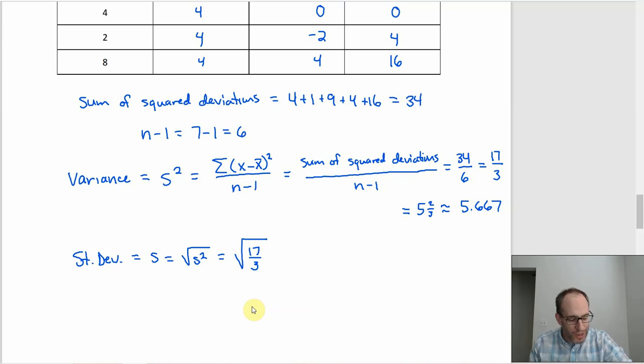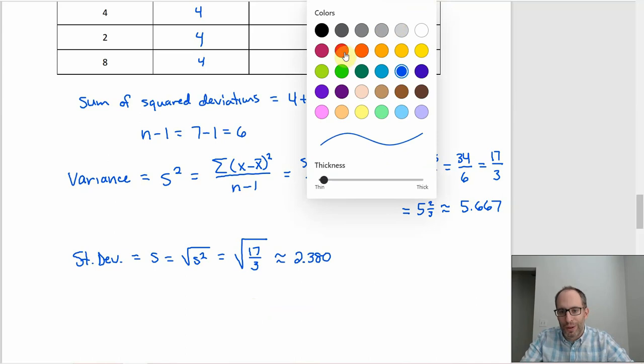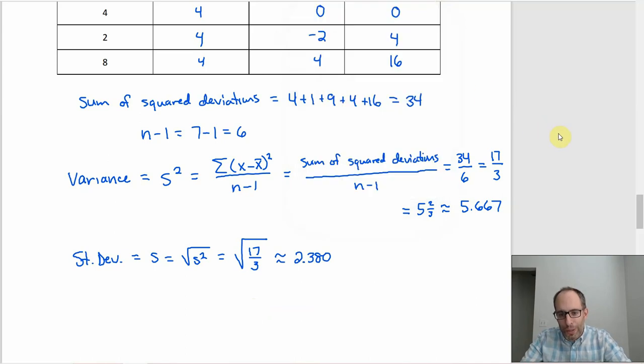And then what you get is about 2.380. And I think if you use the 5.667 and take the square root of that, it's almost the same. It's like 2.381. So, I mean, that's fine. That's just a difference due to slight rounding, so that's all right. But then we got our standard deviation there, and we got our variance there.